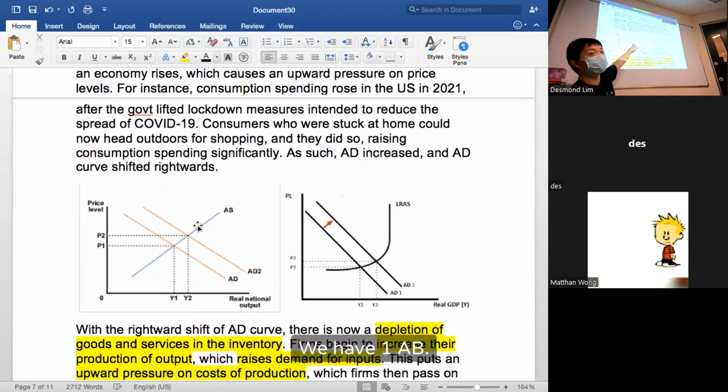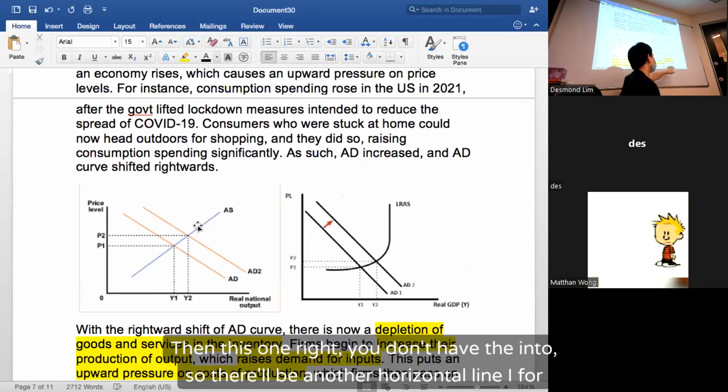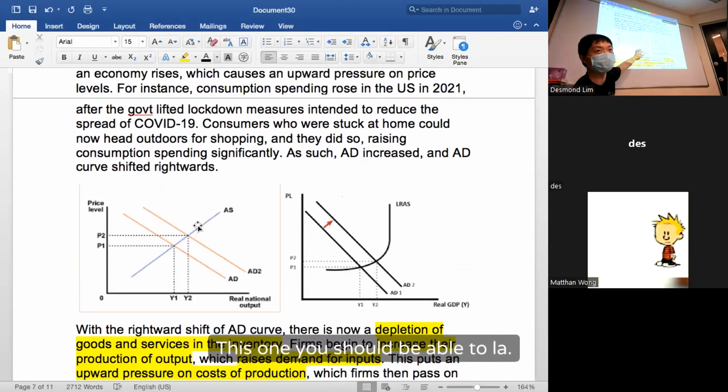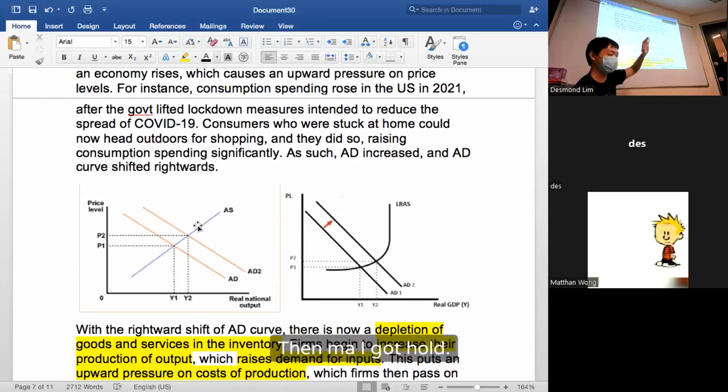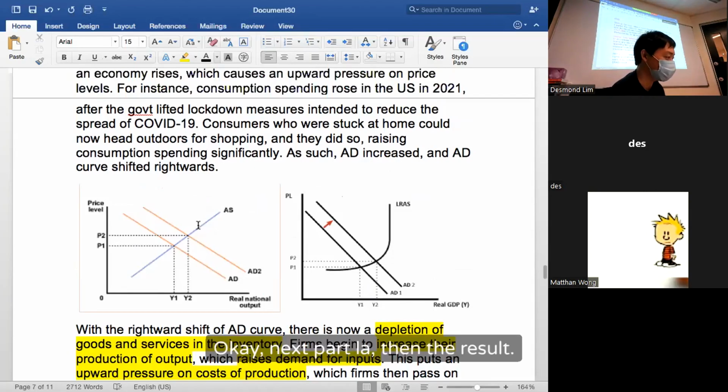You have one AD, then this one shifts left. Then this one, right? You don't have the AD2, so there'll be another horizontal line. But this one I got for you. This one you should be able to. Never mind, I got it. Okay, next part then we go.